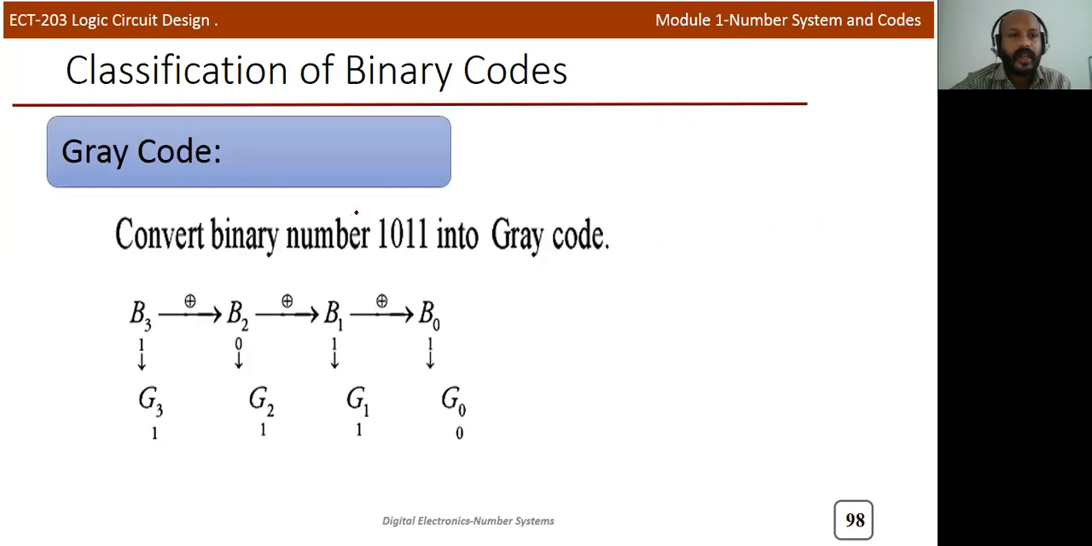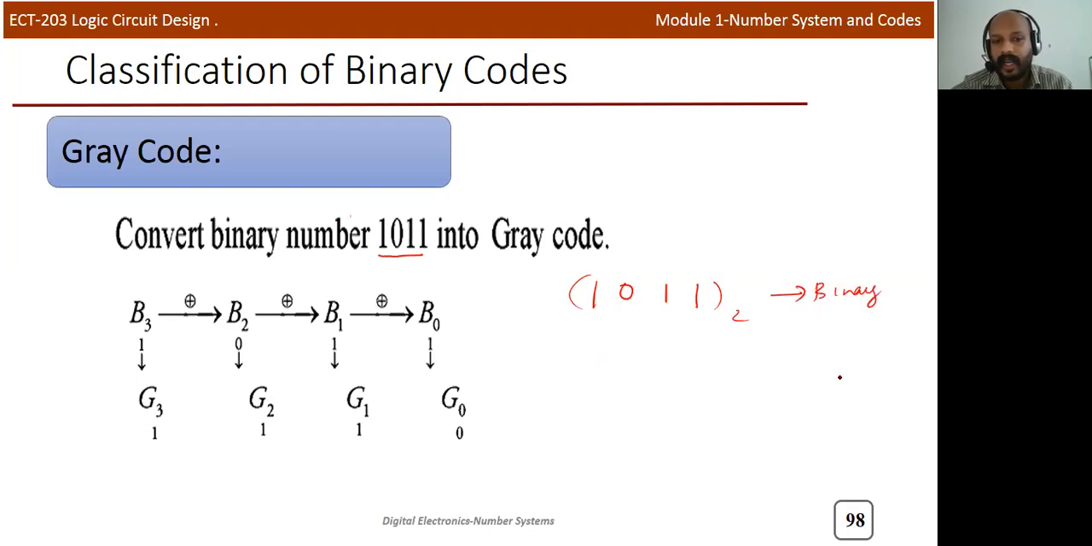So now we'll see how we can convert a binary sequence into Gray code. So this is a binary value, 1011. If there is a value 1011, we'll write that binary value. So this is a binary number. In order to find the Gray code, so this is binary.